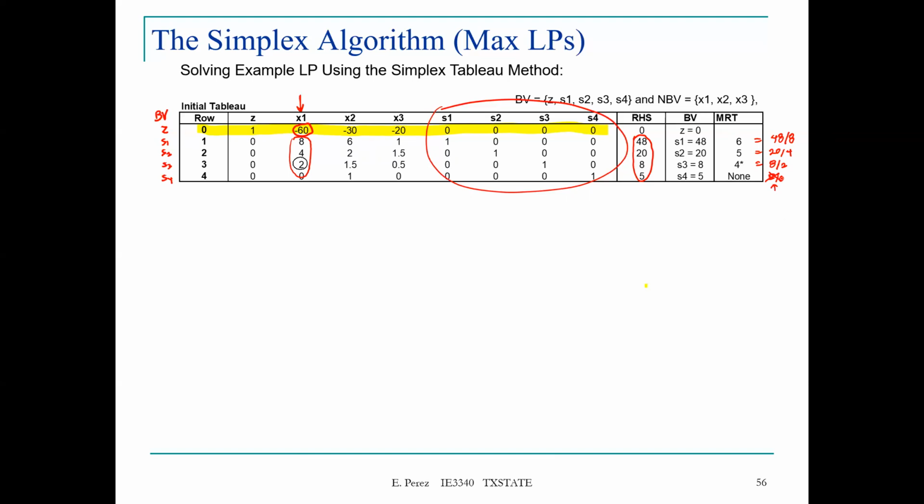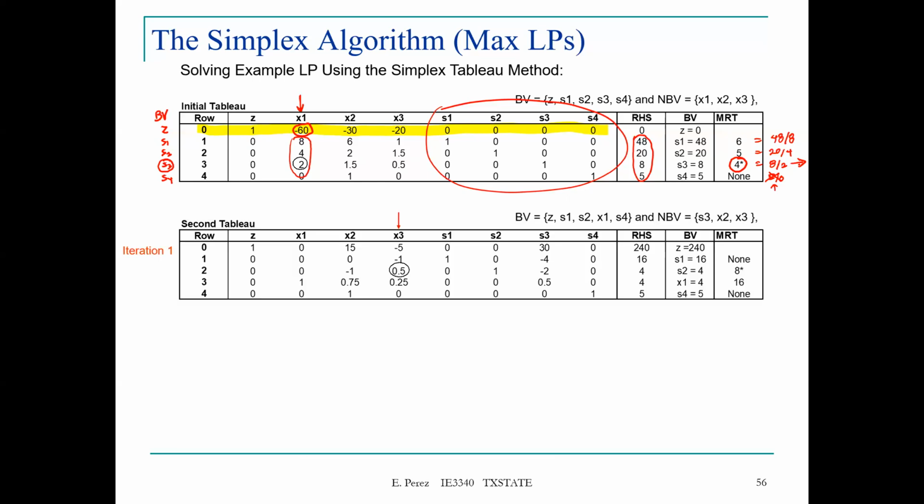And by looking at this minimum ratio test, I identify this as the minimum. So that means that S3 is going to leave. Okay, so you're leaving. On the second tableau, I already made these basic variables, so I'm not showing the elementary row operations.